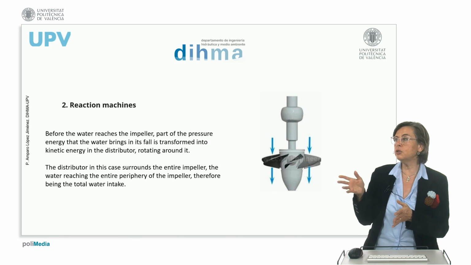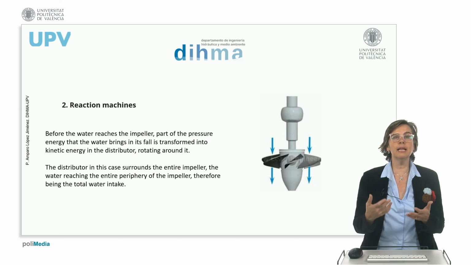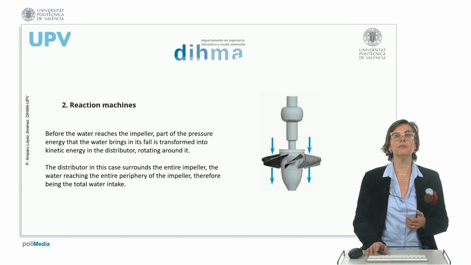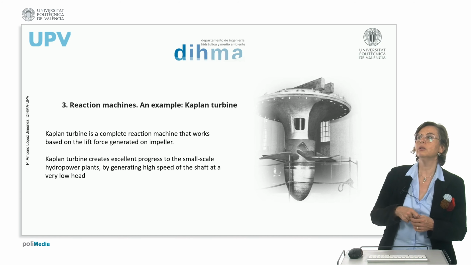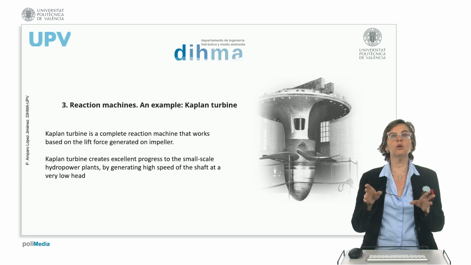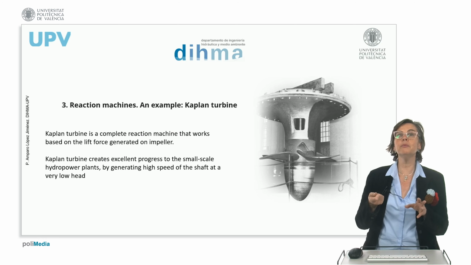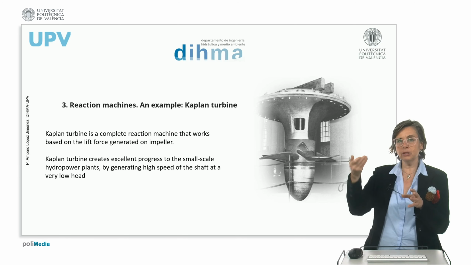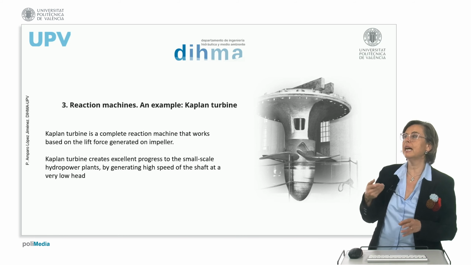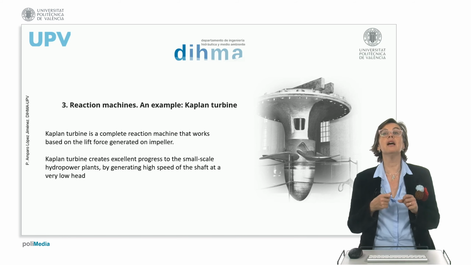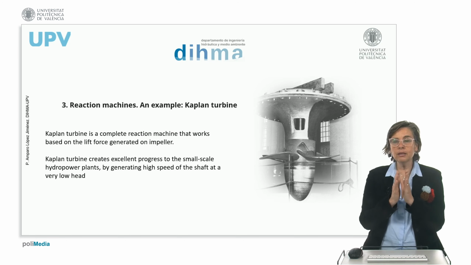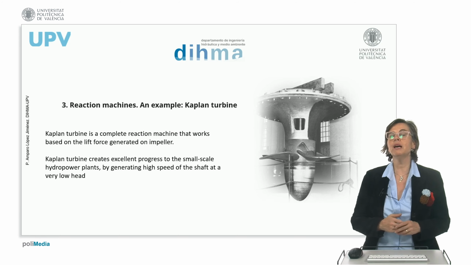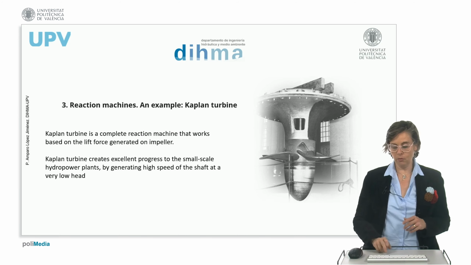In this case, the distributor surrounds the entire impeller, giving a total water intake. For example, we can have the Kaplan turbine, which is a complete reaction machine that works by using the lift force generated on the impeller when the flow passes through the machine. This can give excellent performance in small hydropower plants and many other applications, and it is a very direct reaction machine using velocity to transfer energy.